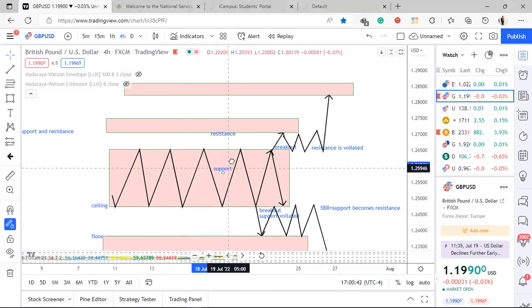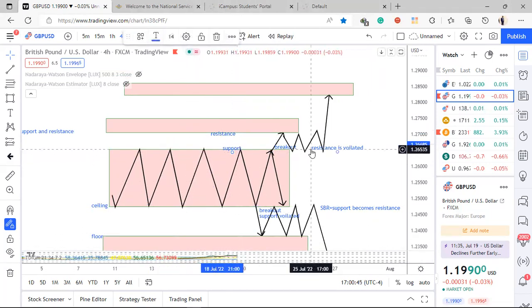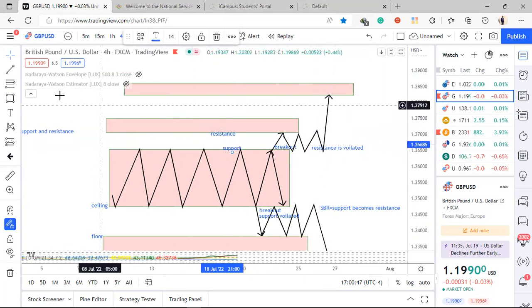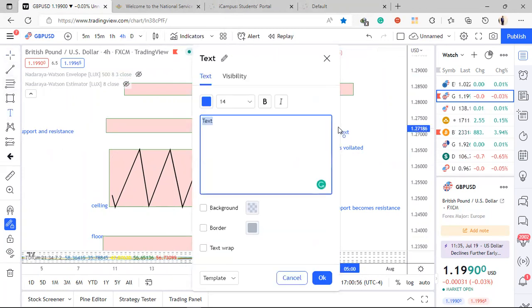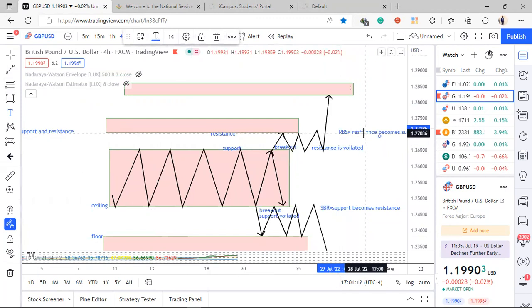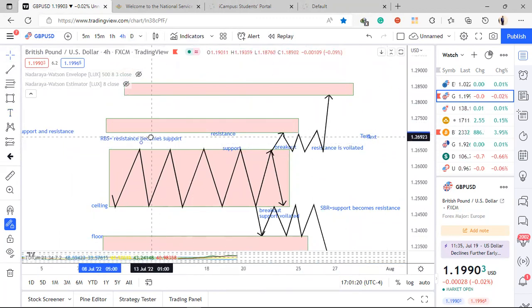And then this side becomes the new support. So you see people calling it RBS. When there's a situation like that, we have what you call RBS: resistance becomes support. So resistance now becoming support in this situation.